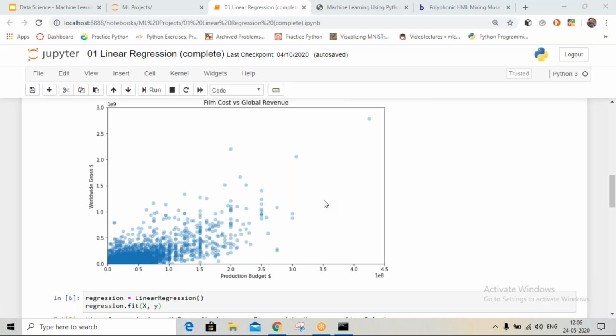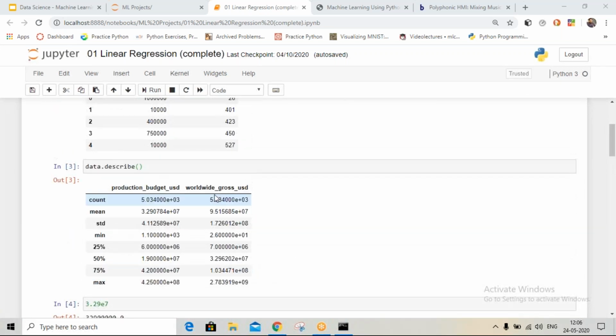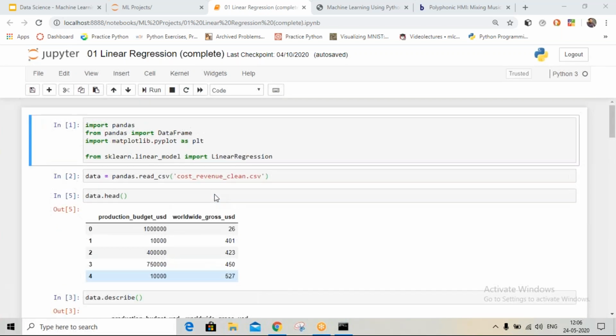Sir, I have a question. For this movie example, if we increase the number of variables, will the accuracy increase or not? Yes, I have to check for that. Maybe it will increase, maybe not. It has to. That is what I'm thinking, that it should increase.